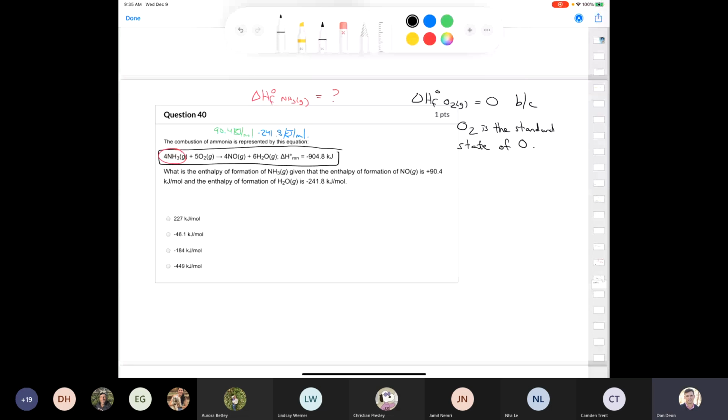Now we're going to use our equation. This is what I was getting at before I switched slides. I said the delta H of reaction when we're using heats of formation is going to be equal to the sum of the stoichiometric coefficients multiplied by the delta H of formation of the products minus the sum of the stoichiometric coefficients multiplied by the delta H of formations of the reactants.